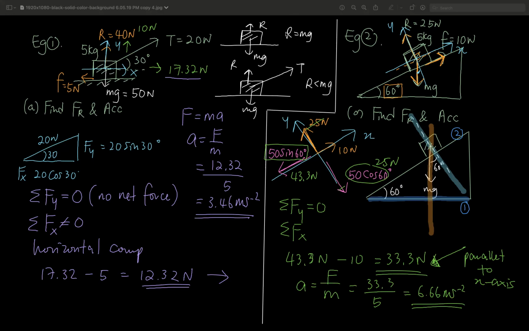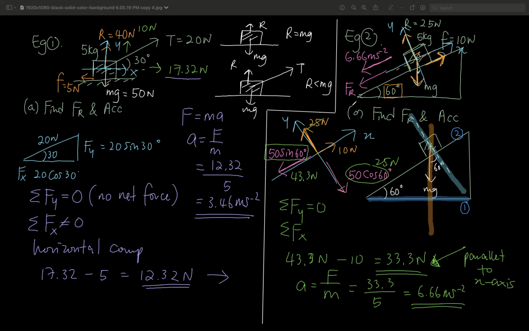Where is that direction on the original diagram? Like this, parallel to the floor of the plane of this ramp. Okay, so this object will accelerate down at a rate of 6.66 m/s². Resultant force is also acting in this direction. These two examples, 1 and 2, are an unbalanced system. What does it mean by unbalanced system? When you analyze all the forces, you find there's a resultant force. That is an unbalanced system.